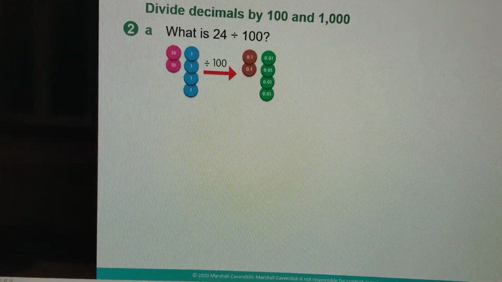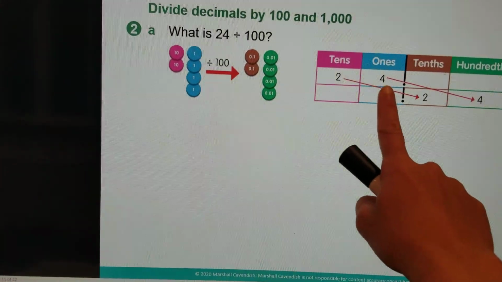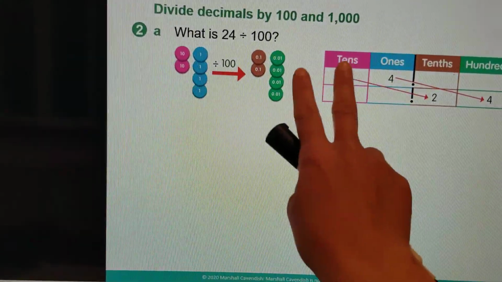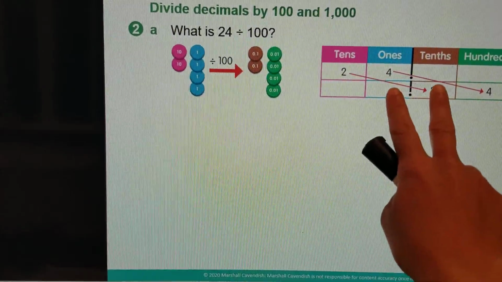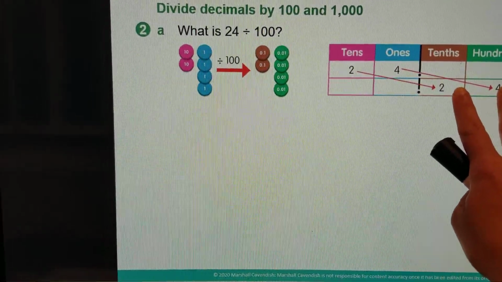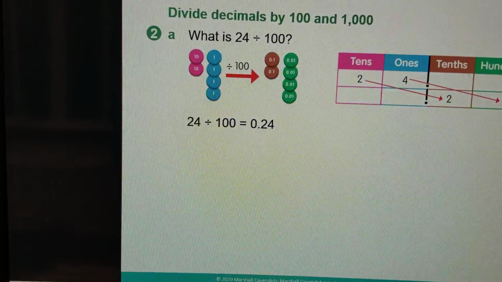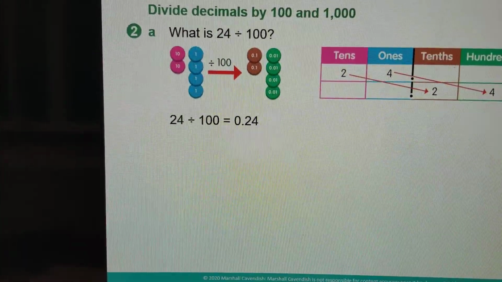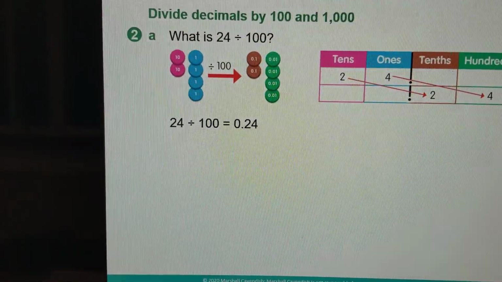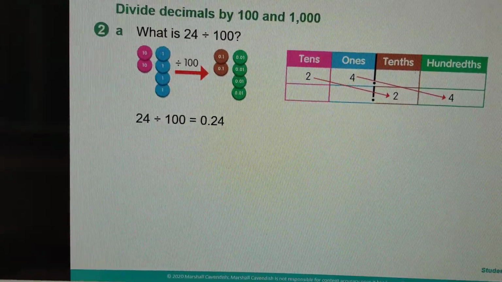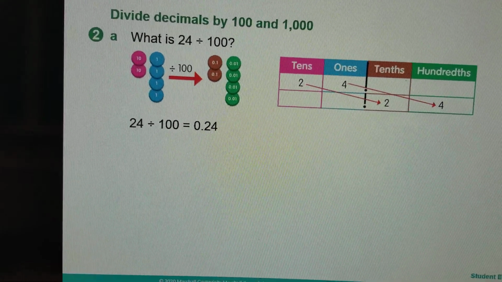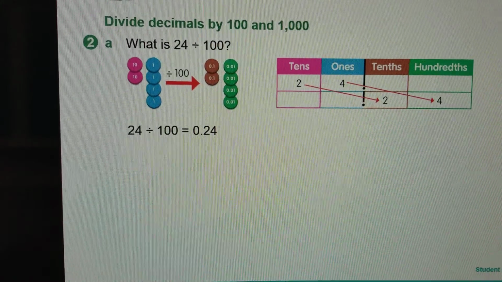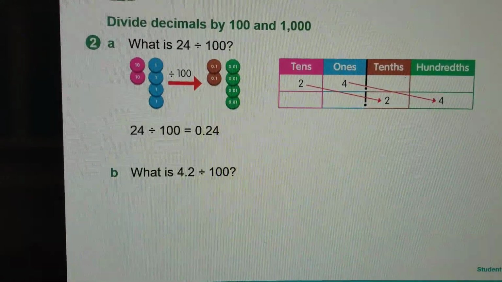24 divided by 100. So both numbers are divided by 100. So divided by 10, divided by 10, 0.24. Now, if you need to make yourself a place value chart with every single problem, that's fine. I will upload a place value chart to help you solve these problems. 0.24 divided by 100. So divided by 10, divided by 10.